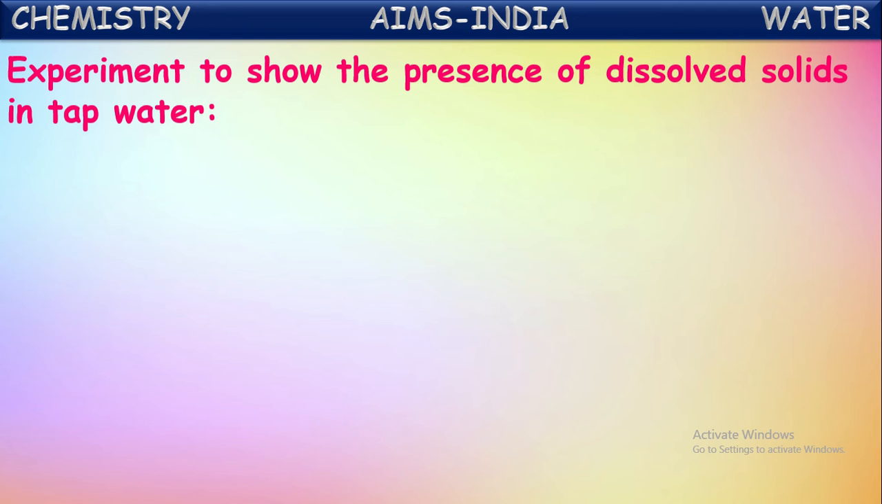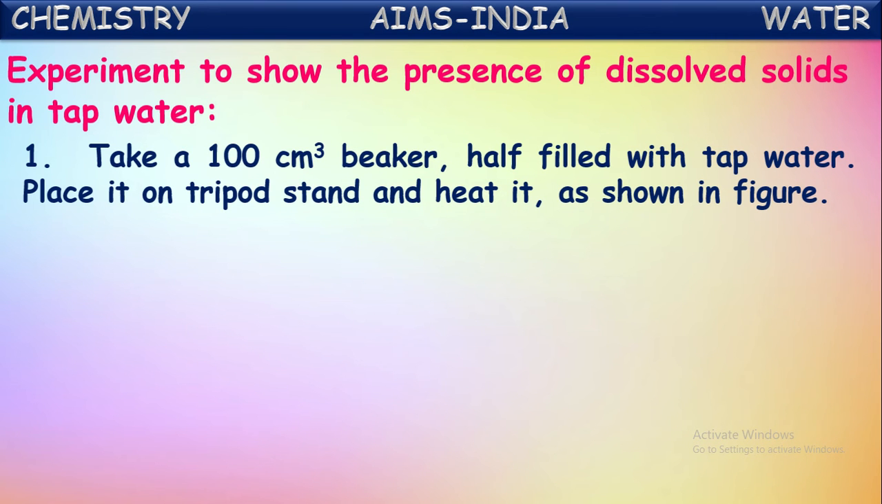For identifying the presence of certain dissolved solids in the tap water, we have a simple experiment. We cannot see it here, so let us see the description of that experiment. First of all, to show the presence of solids in water, we have to take a certain amount of water in a beaker, around 100 ml. We can say 100 cubic centimeters of water.